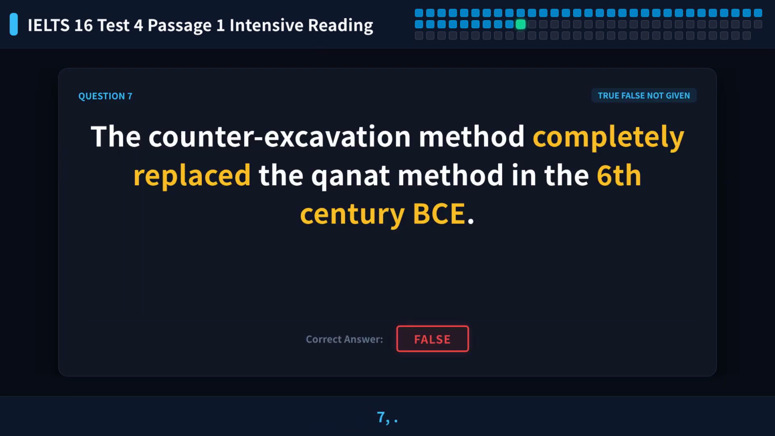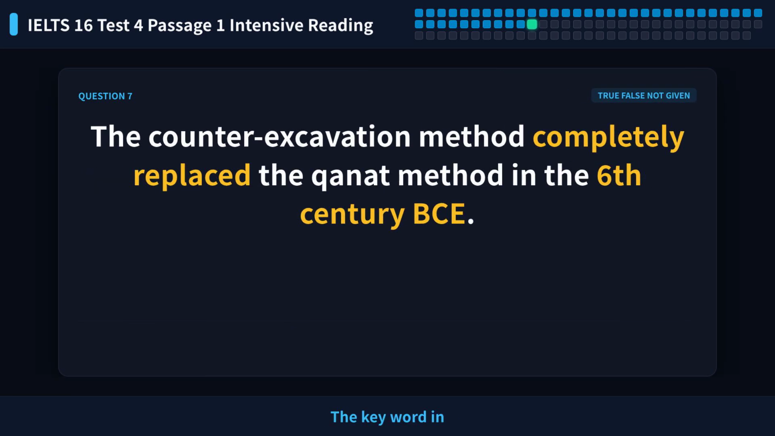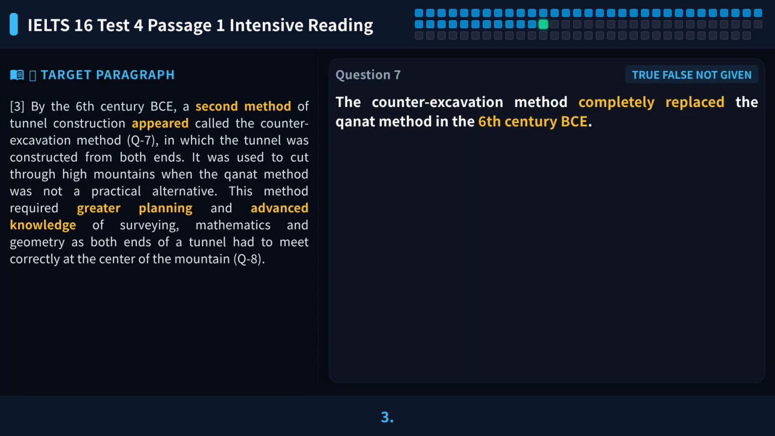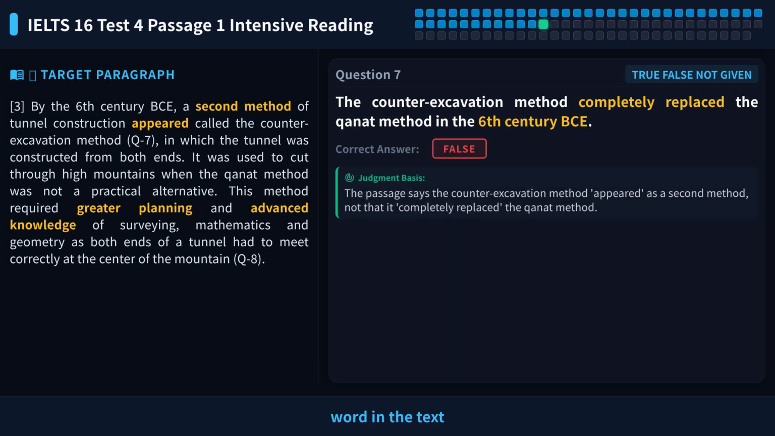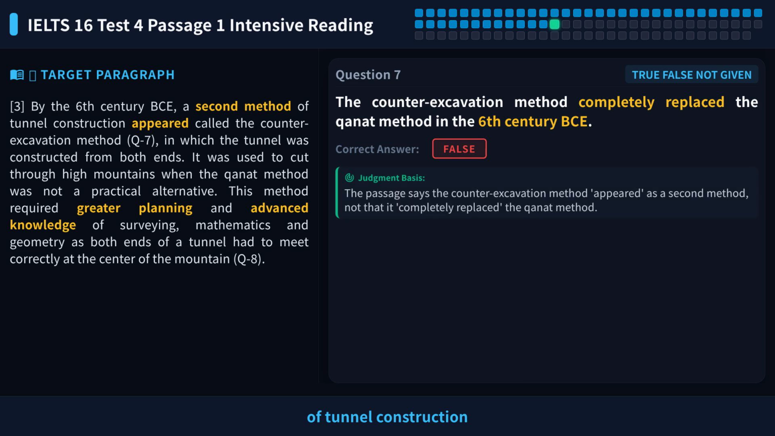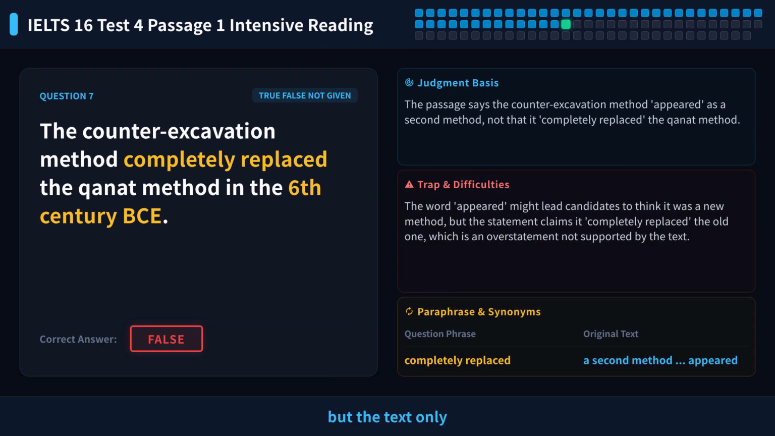Let's look at question 7. This question says that in the 6th century BCE, the counter-excavation method completely replaced the qanat method. The key word in the statement is completely replaced. We locate paragraph 3. The scanning landmark in the text is a second method appeared. The original text uses the phrase a second method of tunnel construction appeared. The statement says completely replaced, but the text only says appeared as a second method, which implies coexistence, not replacement.